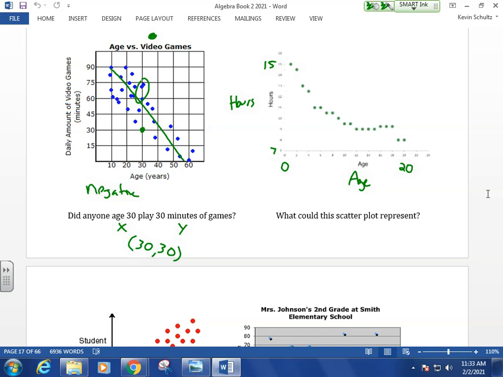Thus the question, what could this scatter plot represent? What is a situation that would fit the data that we would get here? Gabby, what do you think? Hours of free time as you get older. Hours of free time as you get older, okay?